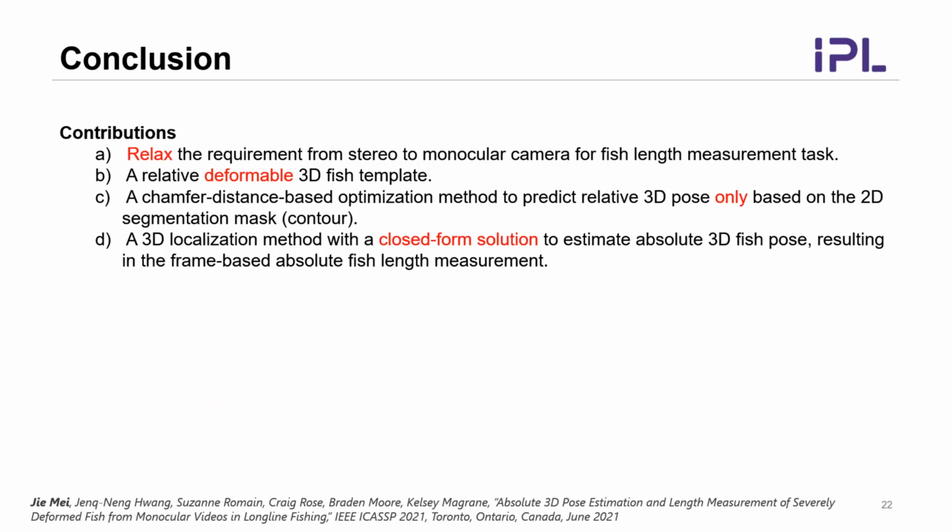Finally, it's conclusion. We relax the requirement from stereo to monocular camera for fish length measurement task. We propose a relative deformable 3D SH template. We propose a chamfer distance-based optimization method to predict relative 3D pose only based on the 2D segmentation mask contour. We propose a 3D localization method with a closed-form solution to estimate absolute 3D SH pose, resulting in the frame-based absolute SH length measurement.